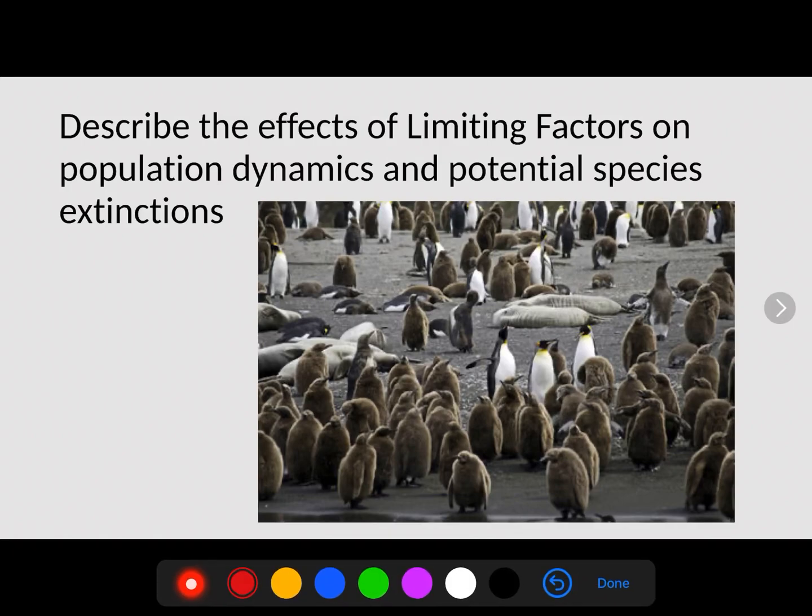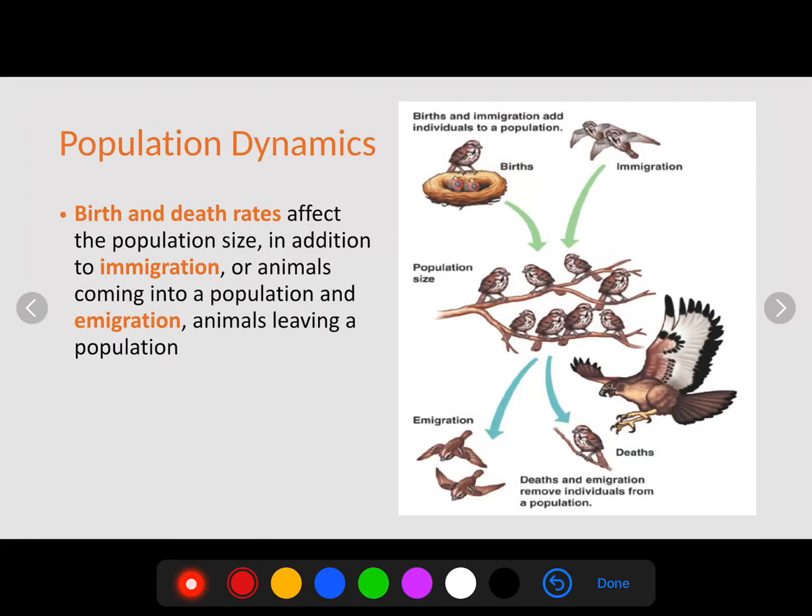Hey guys, Mr. O'Brien here, and in this video what we're going to be talking about are the effects of limiting factors on population dynamics and potential species extinction. So what limiting factors are there, factors in the environment that affect the number of individuals in a population? So let's talk about that first.